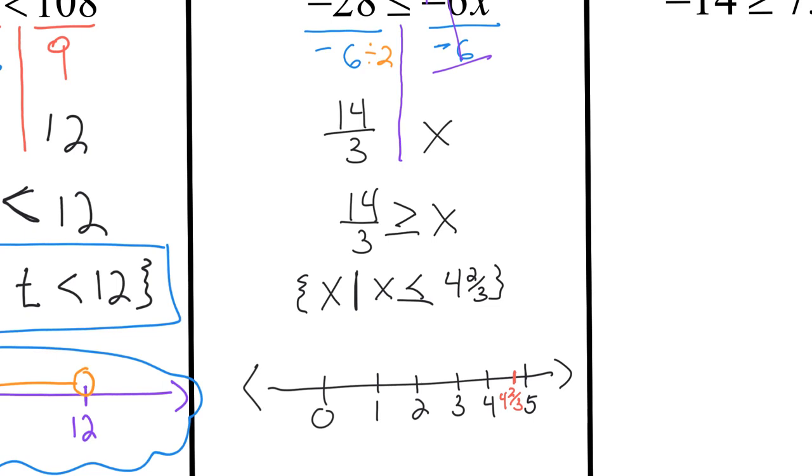My circle needs to be closed because we have the or equal to, and the arrow has to go to the left because the inequality, it is pointing to the variable. So the arrow goes to the left.